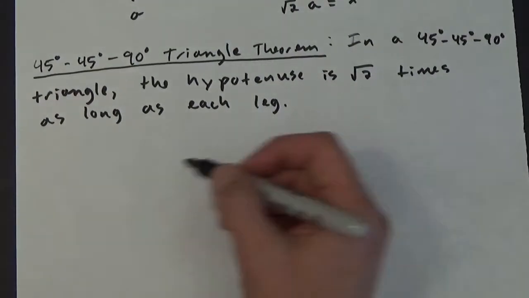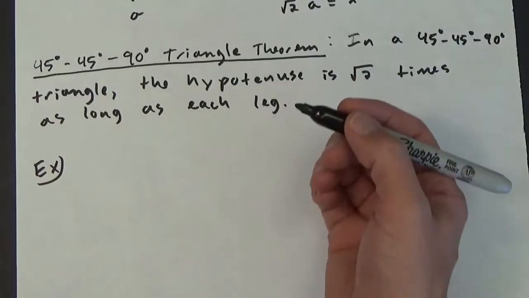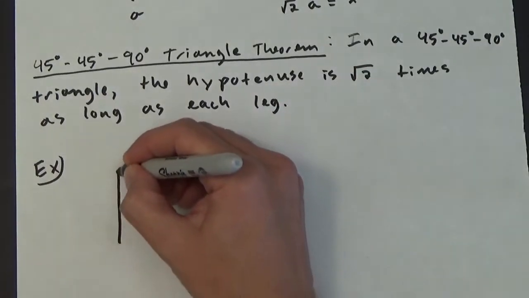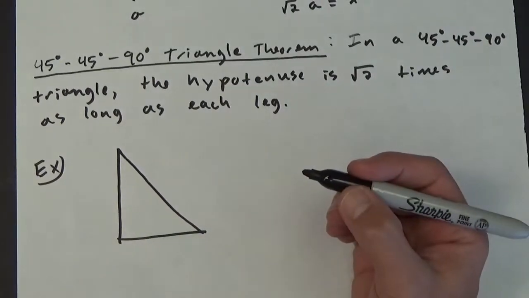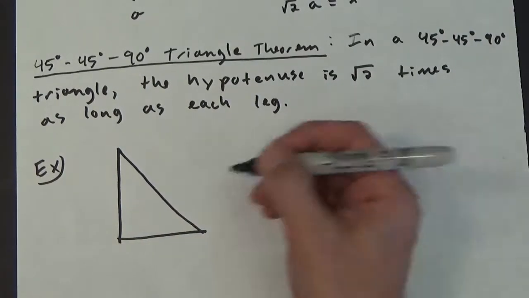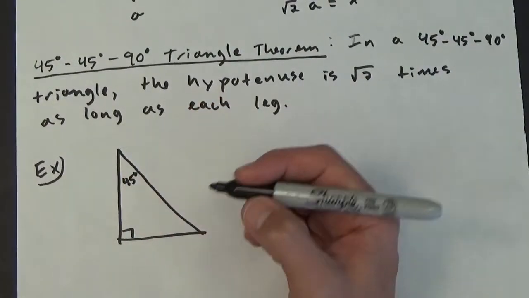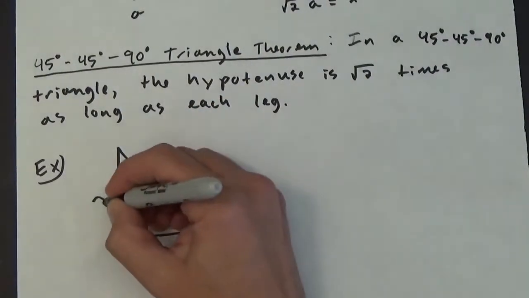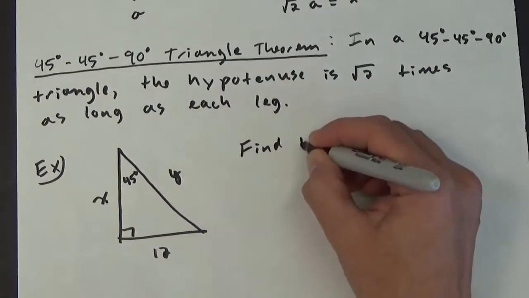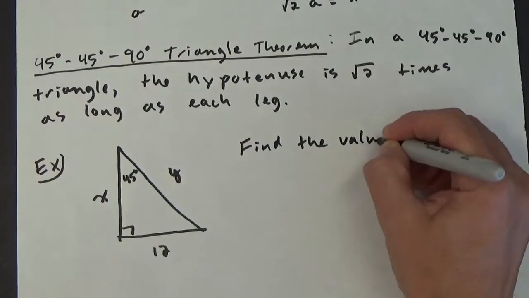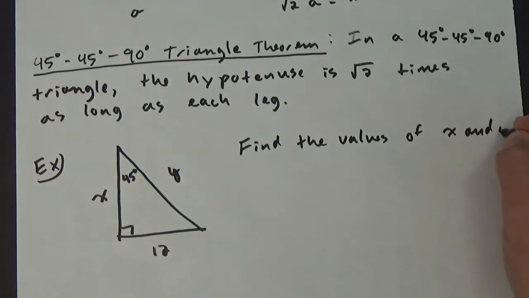Alright, so let's go ahead and look at a couple of examples of using this theorem. Let's say we have this triangle here. And we have a right angle here. That's 45 degrees. This is 12. This is x. And this is y. And we want to find the values of x and y.